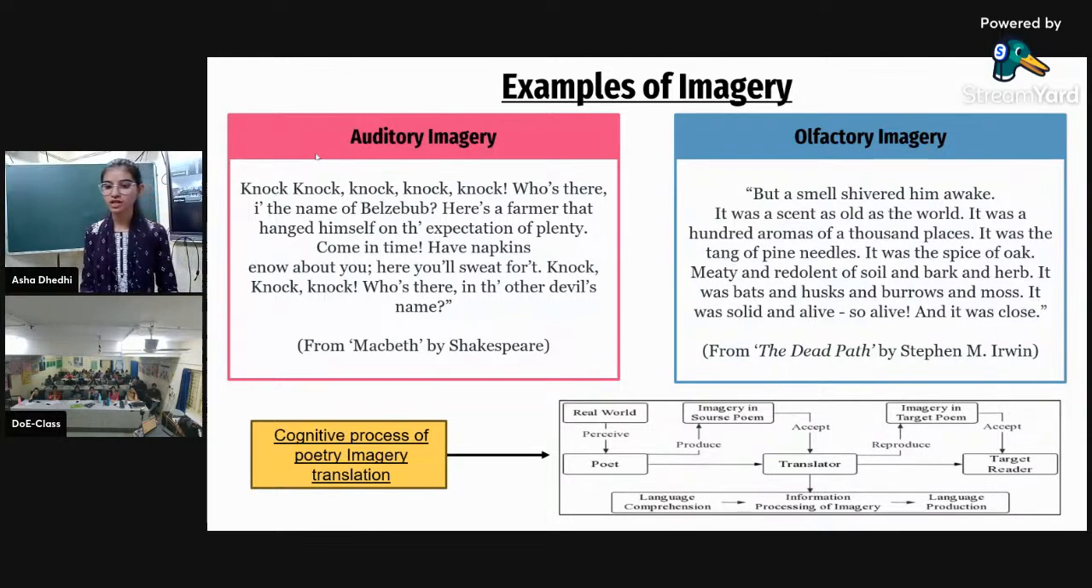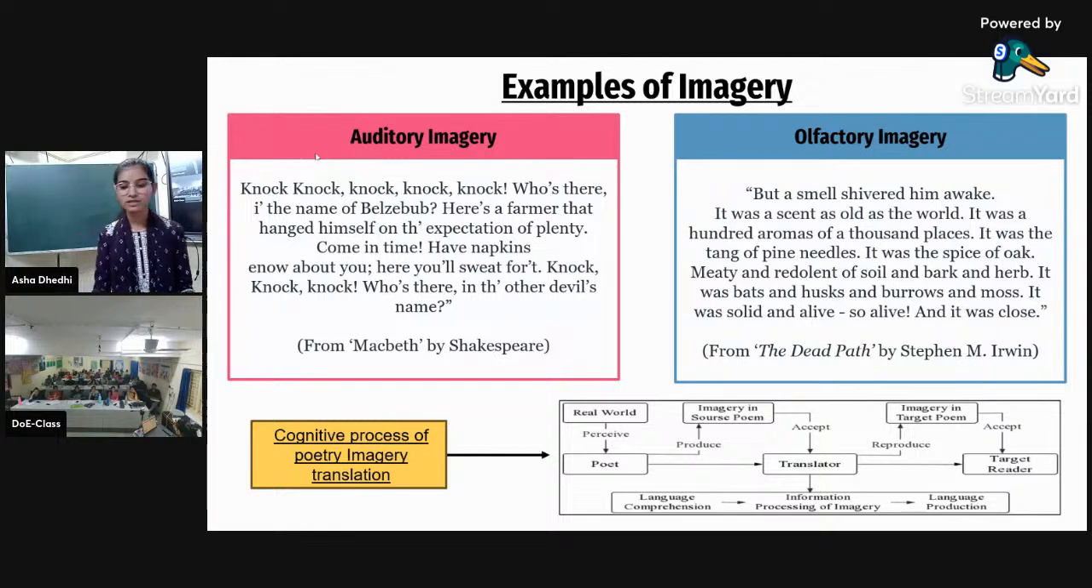Then olfactory imagery: "Butter smell shivered him awake. It was a scent as old as the word." So he wanted to mention a smell which is coming from that area, but he is using certain images and connecting that smell with other things. So it will create the same smell-like feeling in our mind. That is from The Dead Path by Stephen M.